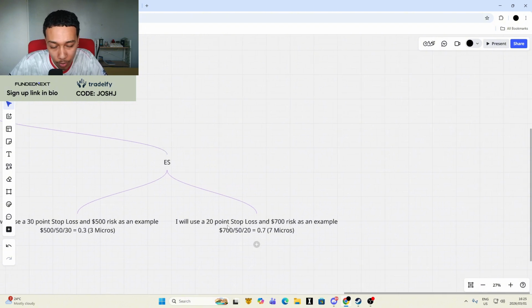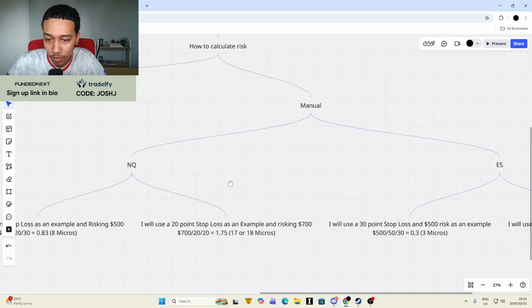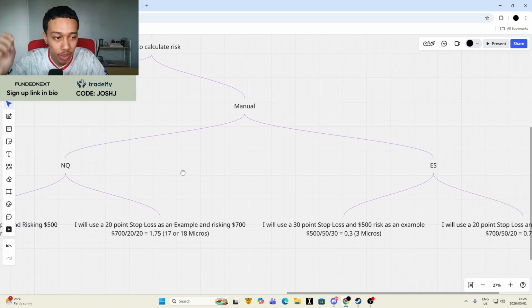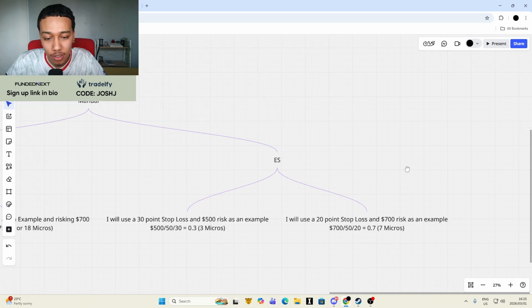And then a 20-point stop loss, risking $700, right, is 700 divided by 50, because ES is always going to be 50. So when calculating risk on NQ, your second value, if you manually calculate, will always be 20, and ES will always be 50. The only thing that changes is your dollar risk and your stop loss. So 700 divided by 50 divided by 20 is 0.7, which is 7 micros.